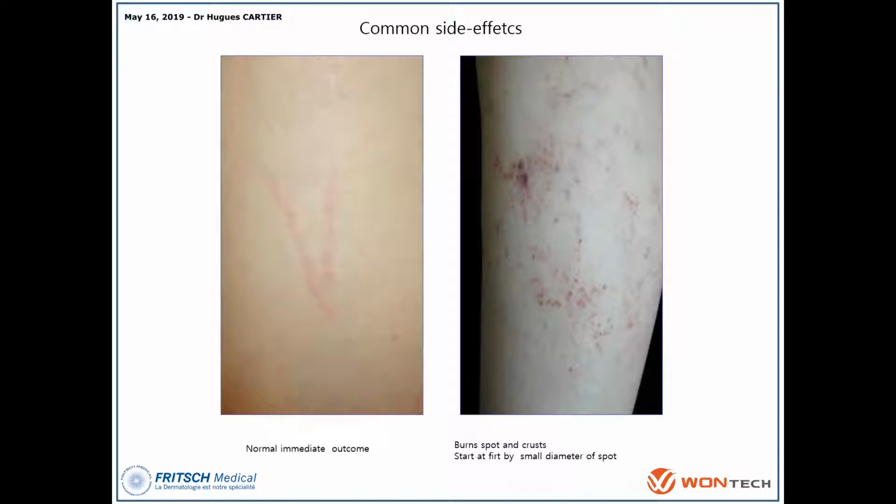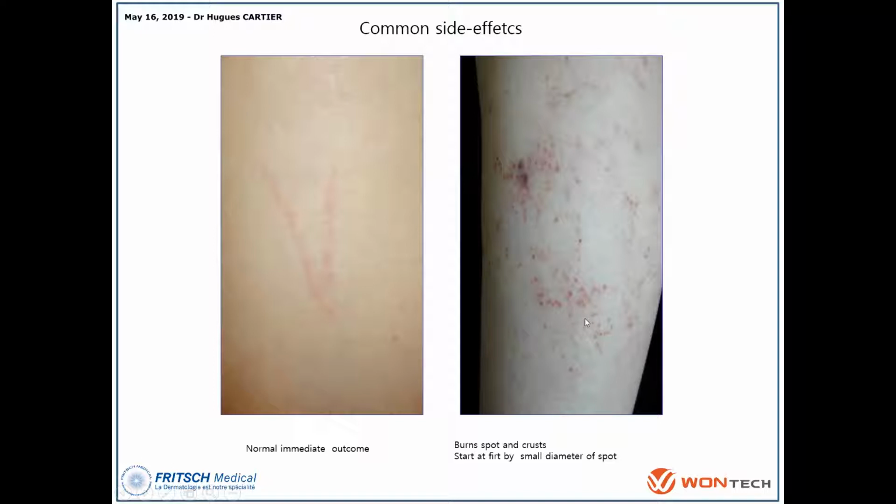Some common side effect: just an edema of the vessel just after. You have a small edema of the skin, the superficial skin, but don't worry. You can put, if you want, some cortisone cream to reduce that. You have to prevent from sun. It's very important. And some crust also.